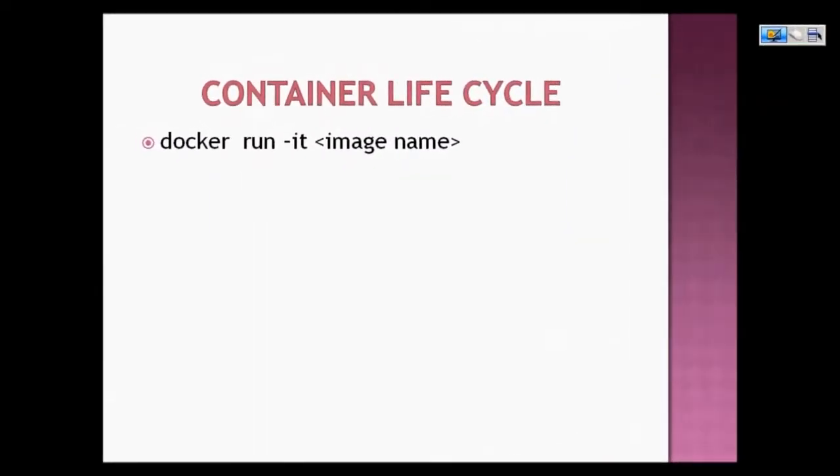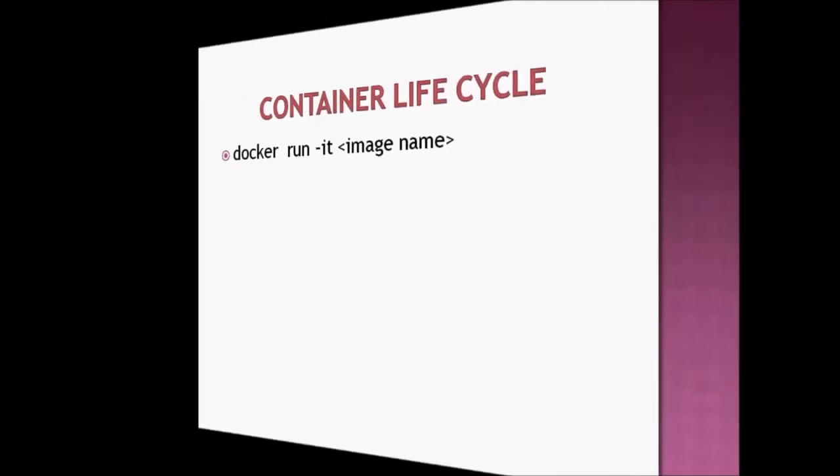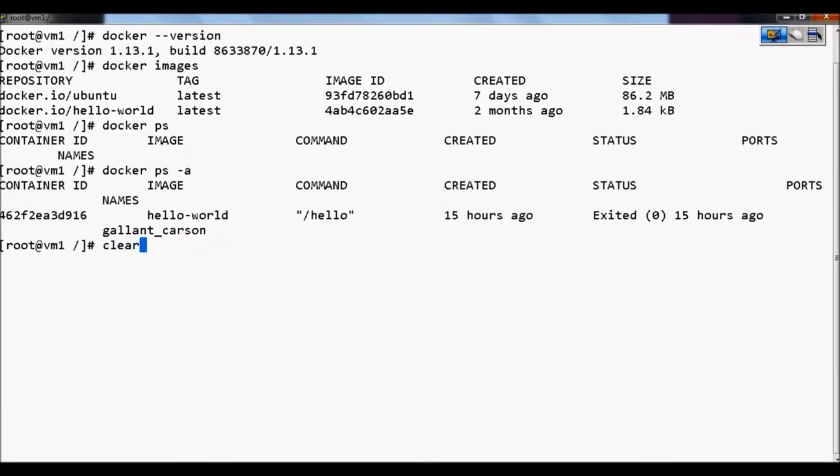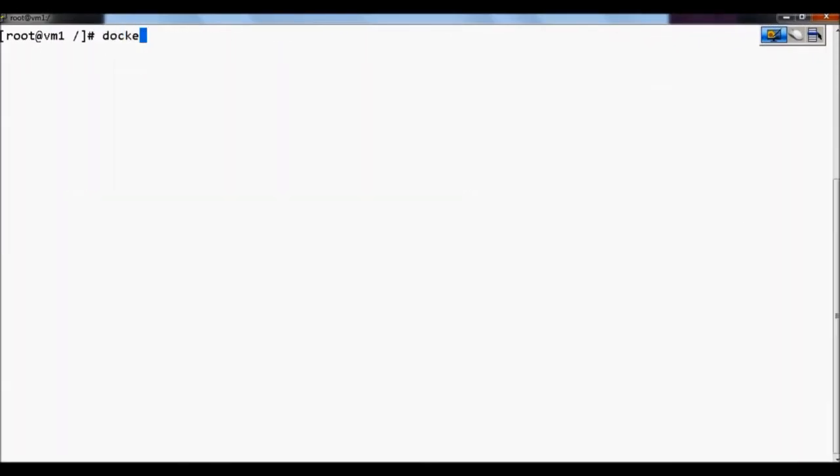Now let us see running the containers in attached mode. docker run -it and the image name will start a container in the attached mode. Means we get the shell of the container. We go inside the container. Let us see how it works. docker run -it. I am running an image called Ubuntu. So we get attached to the shell of the container.